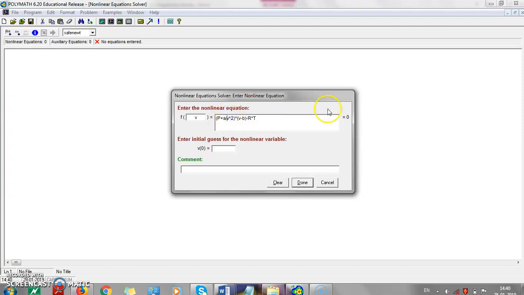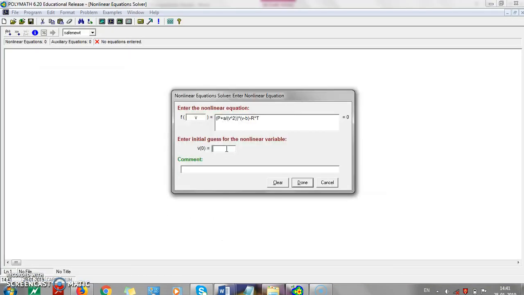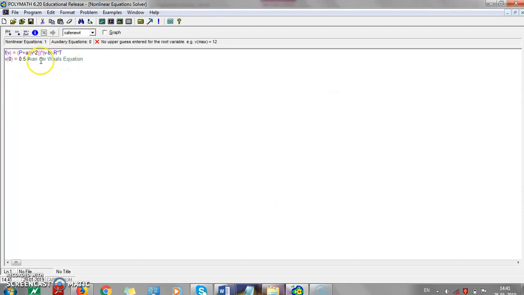And let's say we write it like this, and we have to give some initial estimate, which is ideally from the ideal gas equation, that is PV is equal to RT. Here we will write 0.5, and we may write van der Waals equation. So our equation is there.